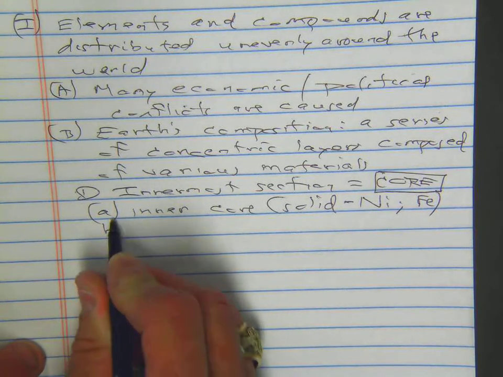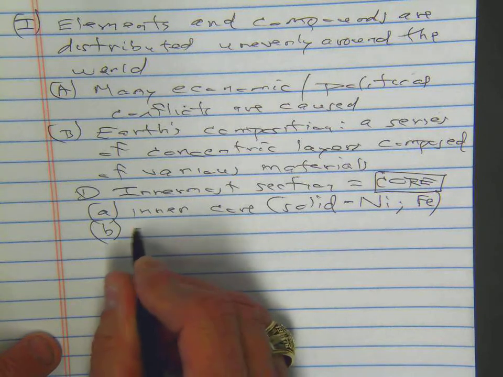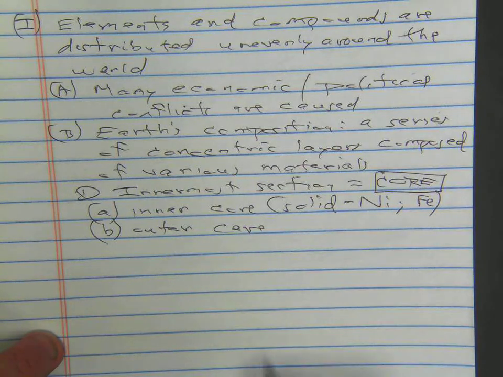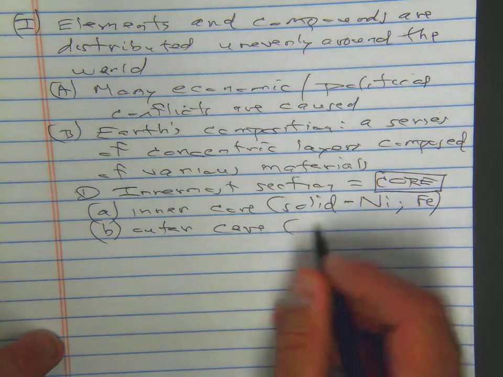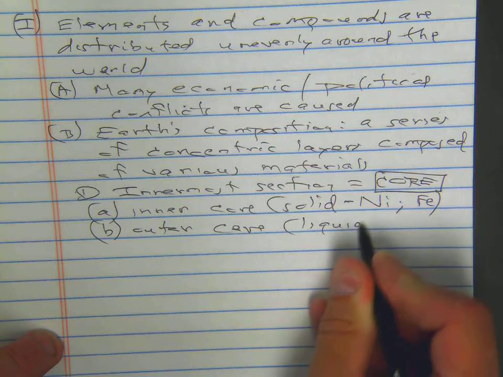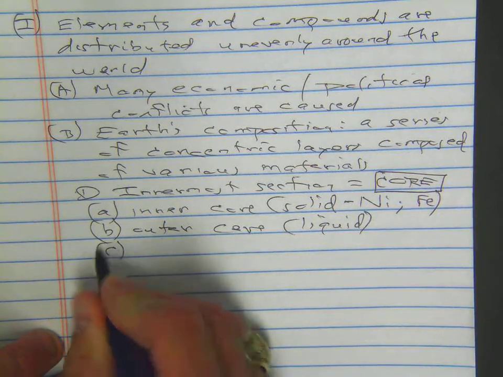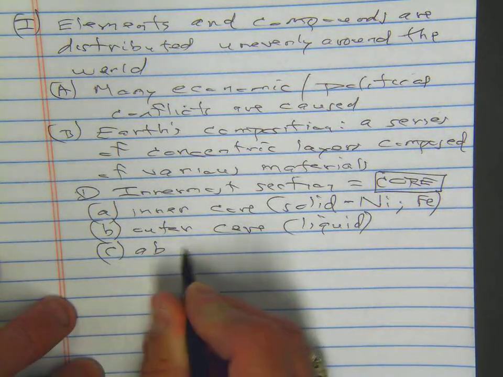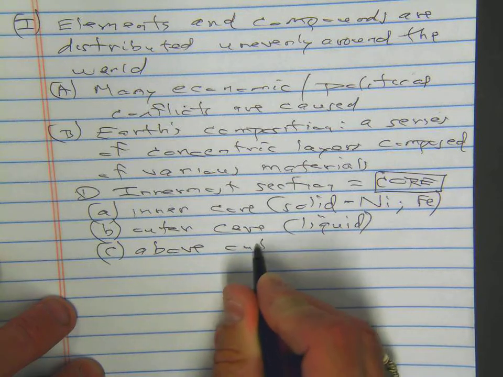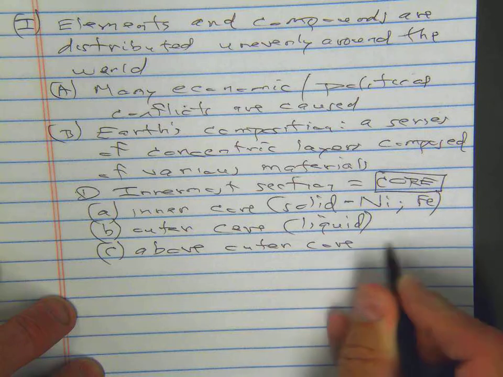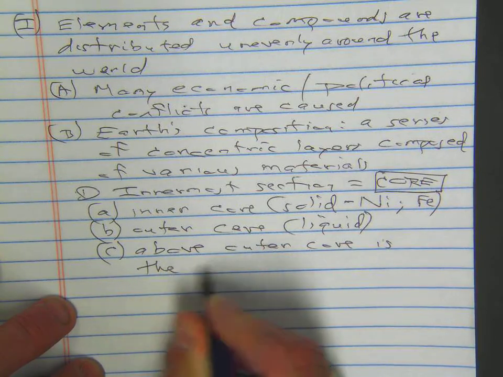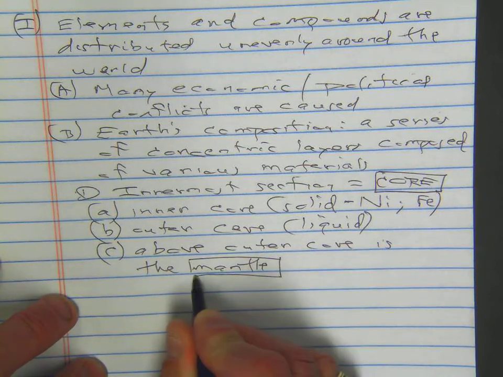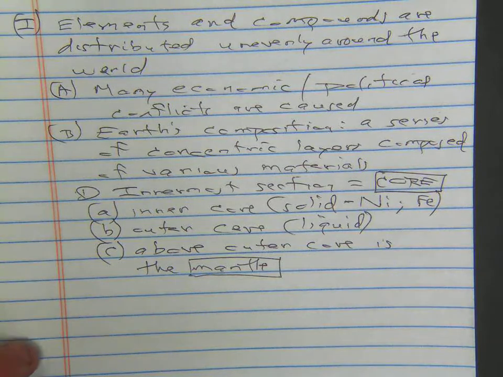The second is called an outer core. All right, there's an outer core, and this is primarily liquid. Very hot liquid. All right, above the outer core is the mantle. By the way, I'm going from the innermost to the outermost, as you can probably tell.